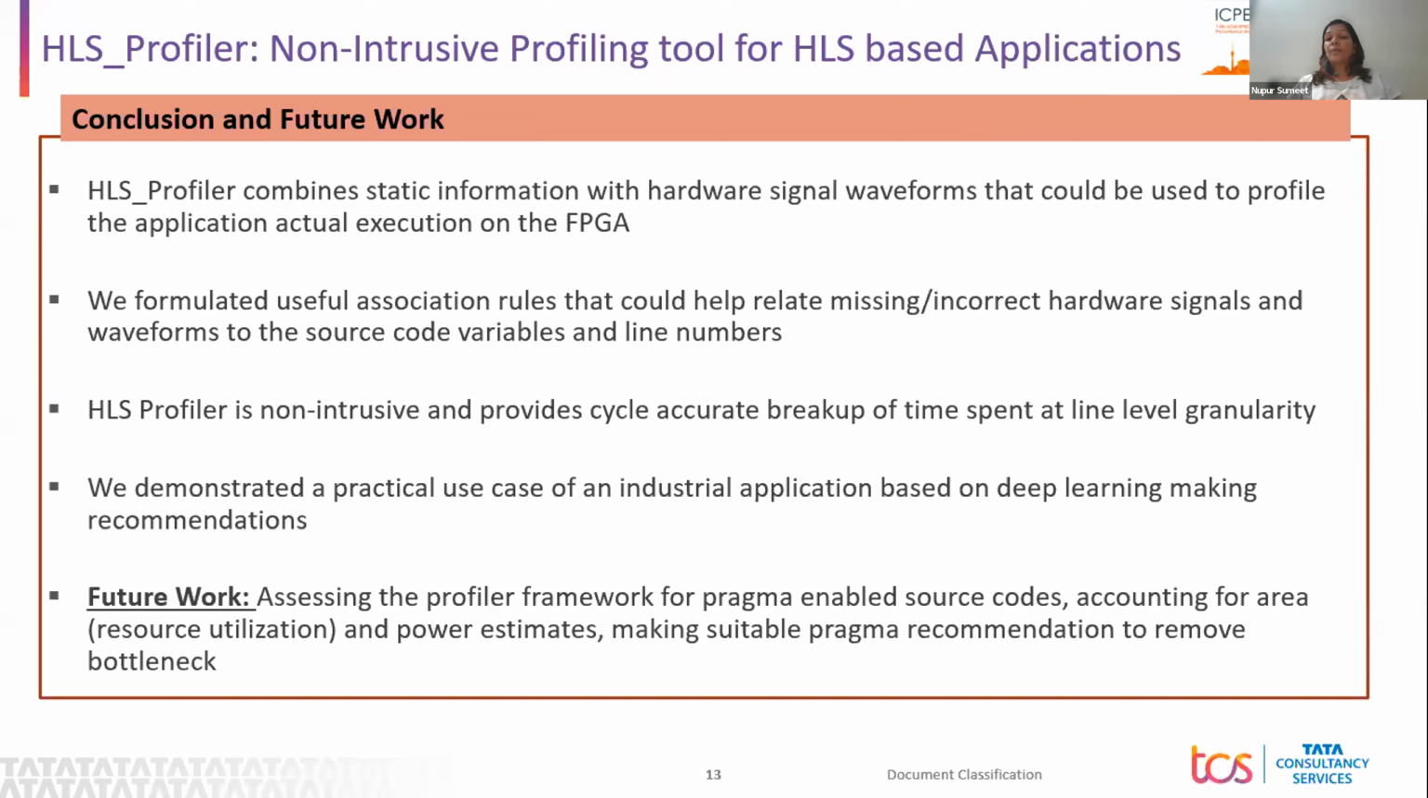The analysis of pragma-enabled source code is a work in progress for us, and we have new associative rules to address them in the current version of the tool. Also, in addition to performance, analyzing other constraints such as area and power can provide a holistic feasibility view of a certain design point. We wish to incorporate such constraints in future versions of the tool.